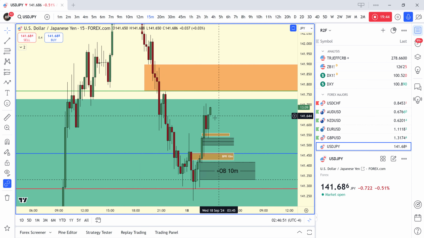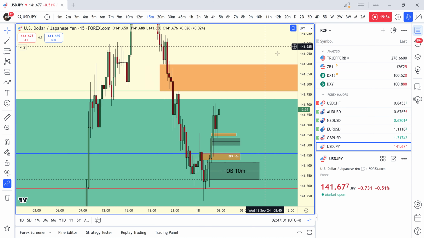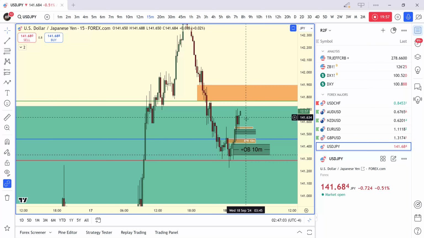Okay, I like that we created this order block here. Very nice. Appreciate that. Definitely coming into here. So I like that we're creating bullish PD arrays like order blocks and gaps.